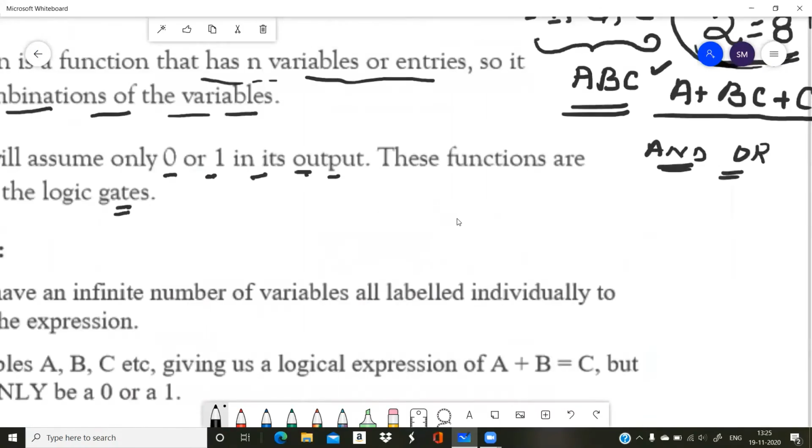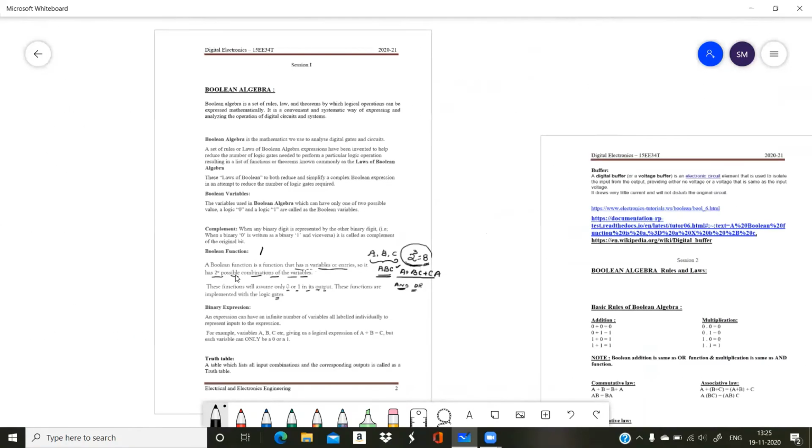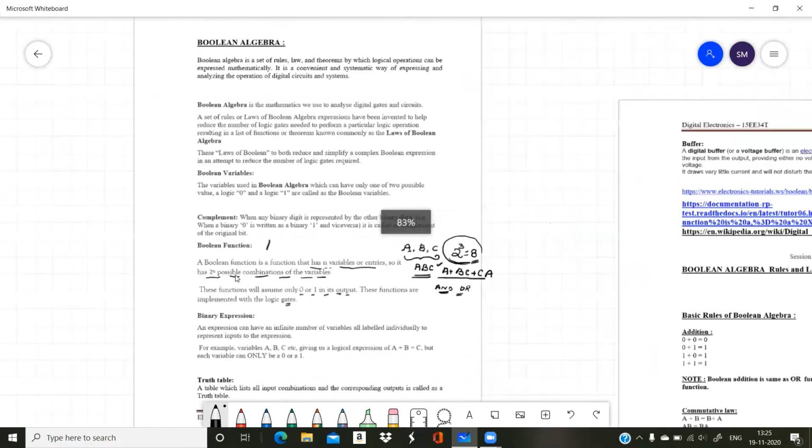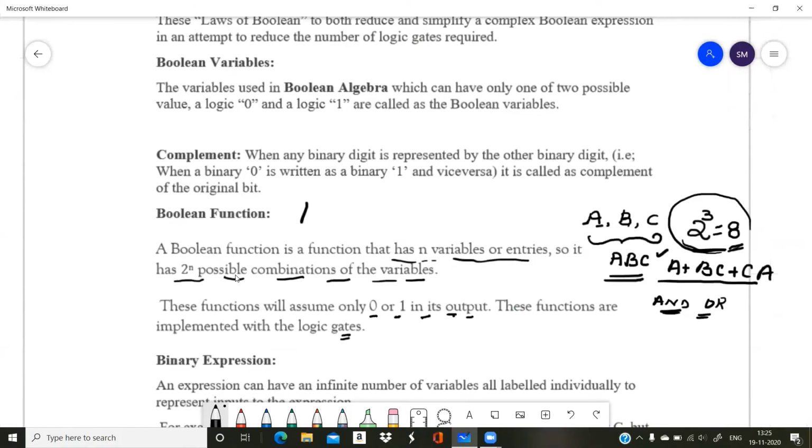See here, if I write A plus BC plus CA, okay, this became an expression.